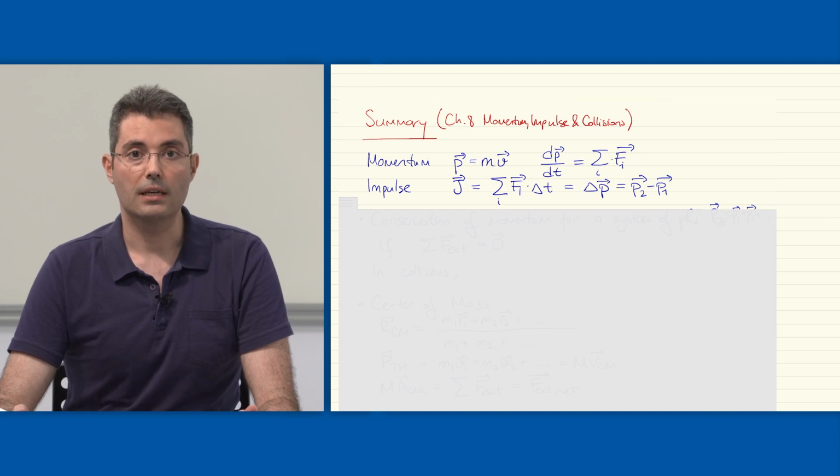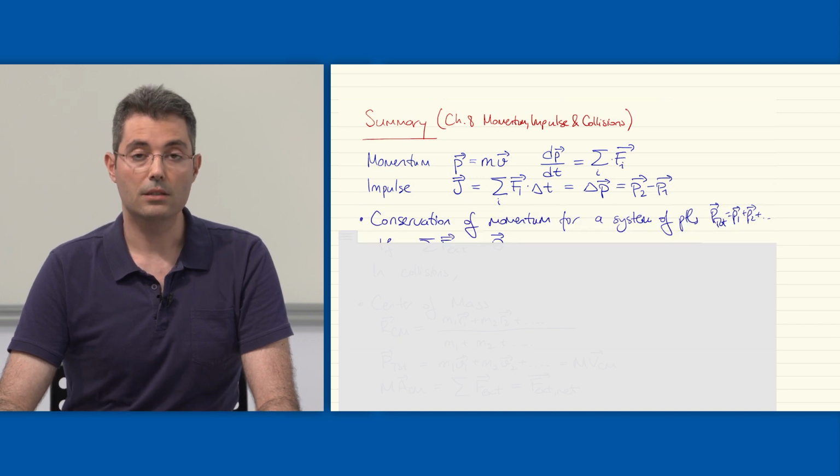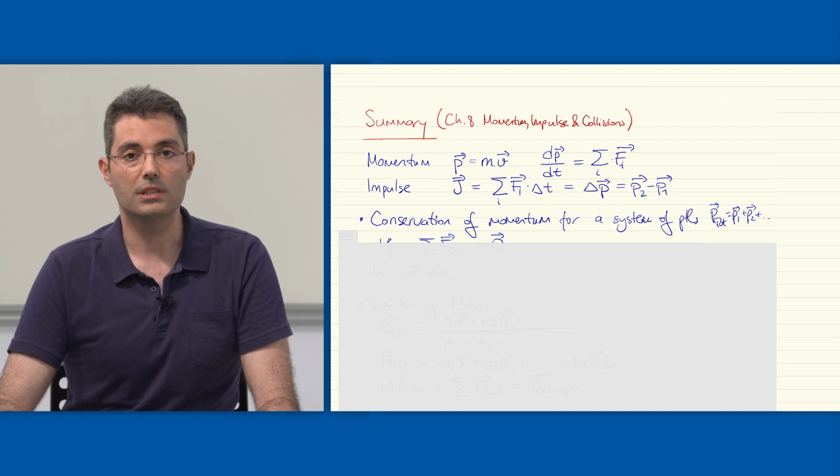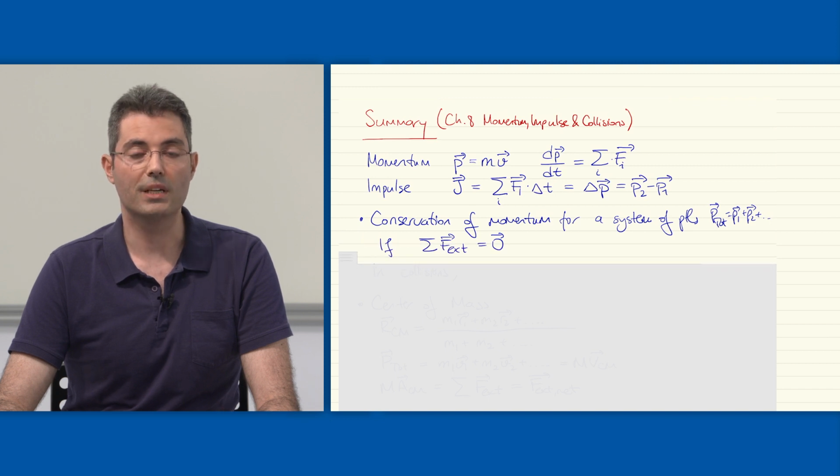We also looked at the time integral of the force over a finite interval, which gave us the quantity called impulse, and this was also equal to the change in momentum. We said that the conservation of momentum for a system of particles is a very useful concept. So therefore, we defined the total momentum of a system of particles as the sum of their individual momenta.